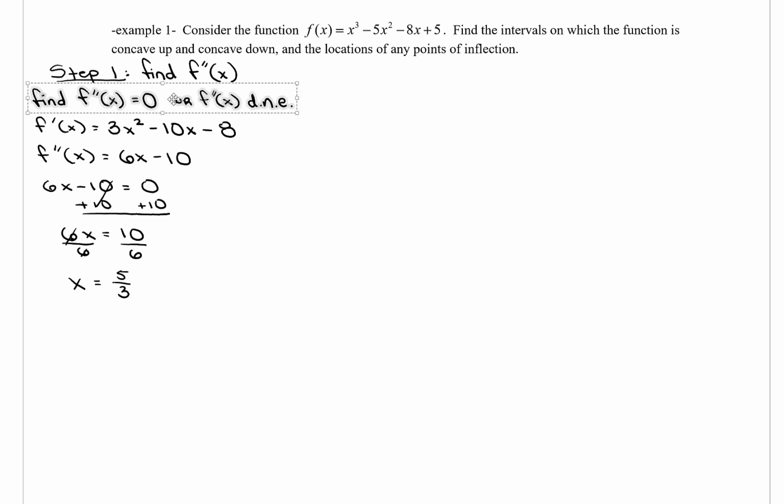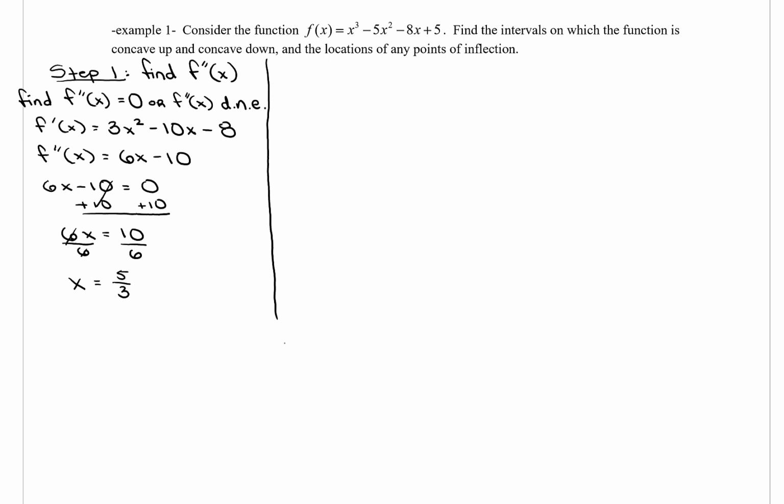I'm going to lasso in the part that says find f double prime of x equal to 0 or f double prime of x does not exist, and I'm going to shrink it, and move it slightly to the left hand side to give me more space on the right hand side. I'm going to draw a vertical line segment going down to separate the work that I did here on the left hand side from the work that I'm going to do on the right hand side. On the right-hand side of my vertical line segment, I'm going to write down step 2. After that, I'm going to write number line test.